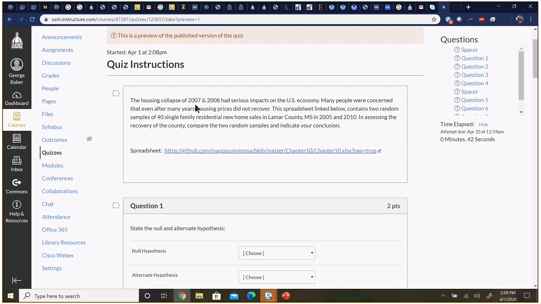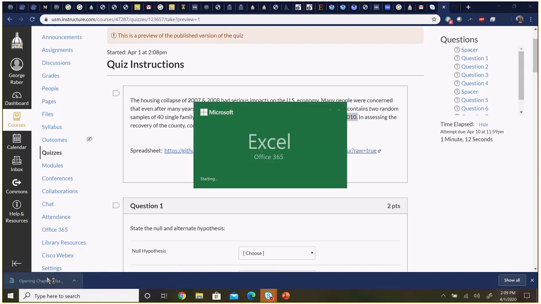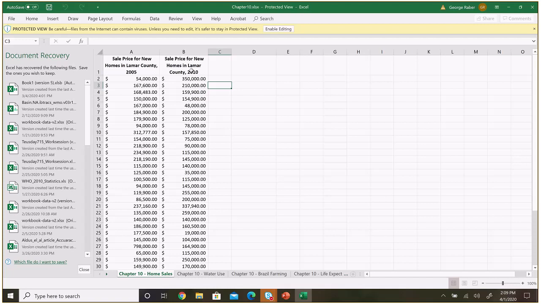So this says the housing collapse of 2007 and 2008 had serious impacts on the U.S. economy. People were concerned. Even after many years, the housing prices didn't recover. So basically, what we want to determine is, was there a recovery? Are the home values in 2005 significantly different than 2010? So I'm going to open up this spreadsheet. If you just click on it, it'll open up the spreadsheet, and we're just looking at these two.